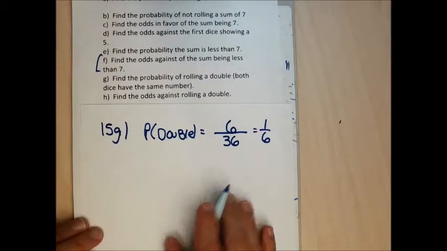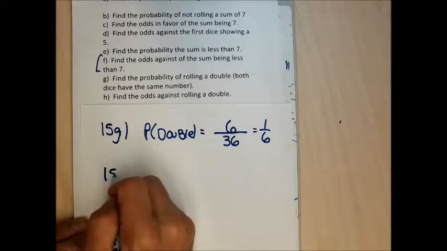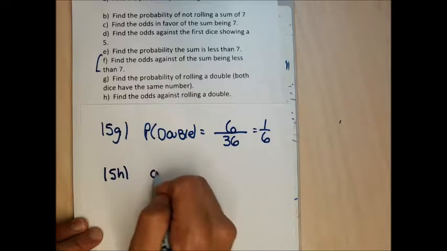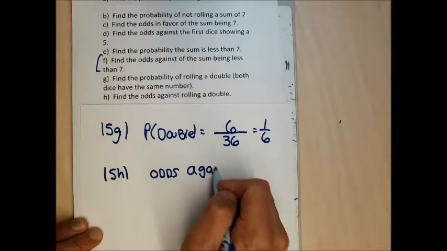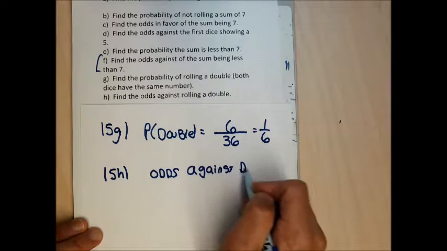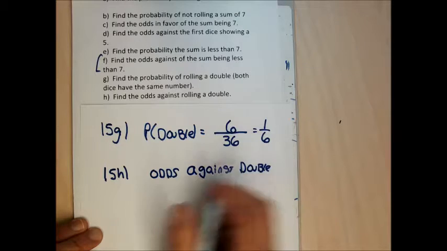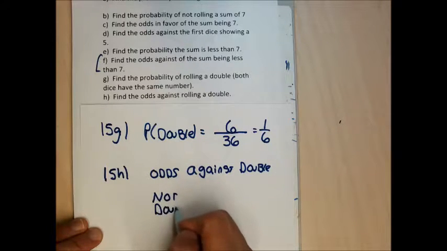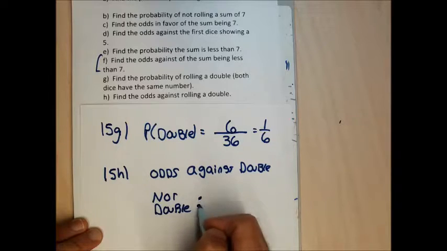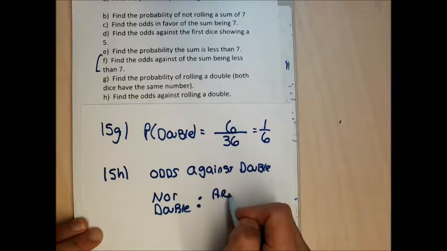When I want to do part H, the odds against rolling a double, I want to separate the sample space into the part of the sample space that is not a double, followed by the part of the sample space that is a double.